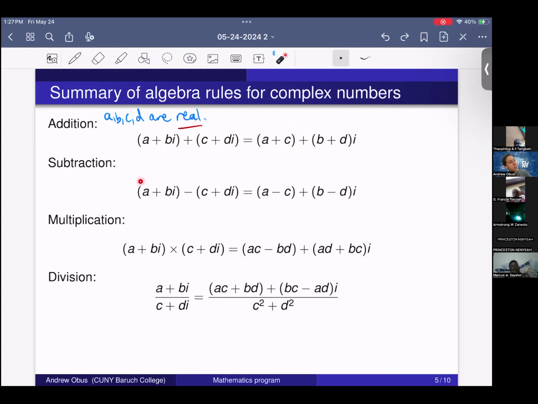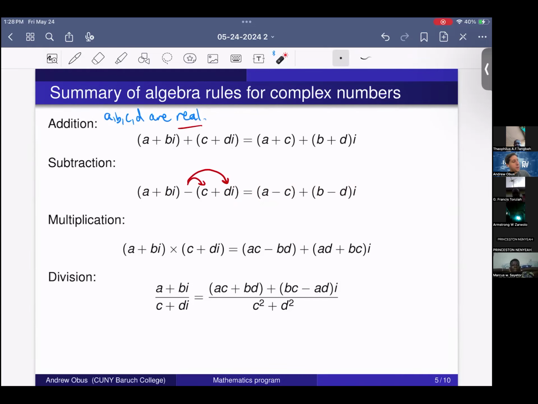So subtraction is the same thing. a plus bi minus c plus di. Well, on the real part, you're going to have a minus c. And on the imaginary parts, you're going to have bi minus di. Remember the negative sign gets distributed to both of these. And so in the end, you have a minus c, and then for the imaginary part, you have b minus d times i.